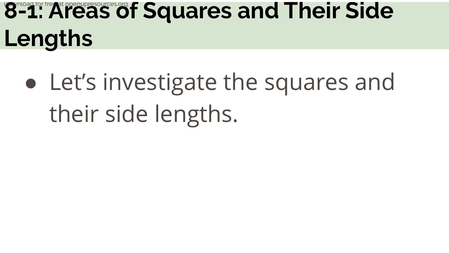Hello, 8th graders. We are going to start Unit 8. We're going to do the first two lessons here. And Unit 8 is all about irrational numbers and the Pythagorean theorem, which sounds a lot more complicated than it is. But we're going to start out this unit by looking at areas of squares. So something that we are a little bit familiar with. So here we go.